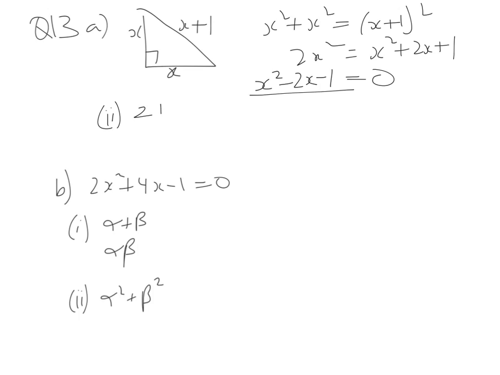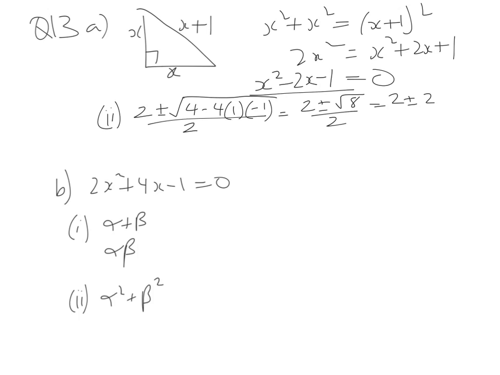Negative b, so 2 plus or minus the square root of 2 squared, which is 4, minus 4 times 1 times negative 1, all over 2a, so 2 times 1, which is 2. We get 2 plus or minus the square root of 4 plus 4, which is 8, which gets you 2 plus or minus 2 root 2, over 2. The 2s can all cancel, 2 goes into 2 once and into 2 once.